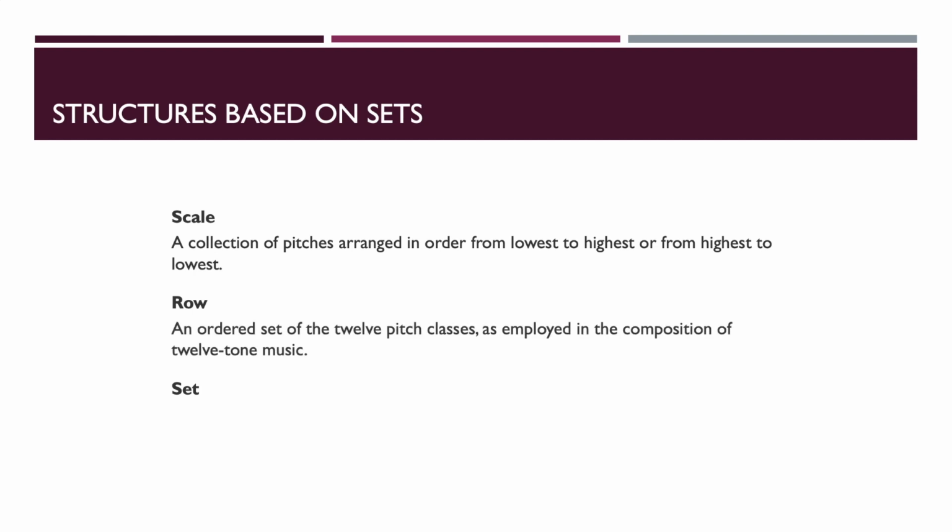Row, on the other hand, is an ordered set of the 12 pitch classes as employed in the composition of 12-tone music. This is a specialized term for 12-tone music. If I begin with C and play all the chromatic pitches upwards, this is a scale, but if I make a special organization of these pitches, which is ready to use as a basis for a composition, then it is a row.